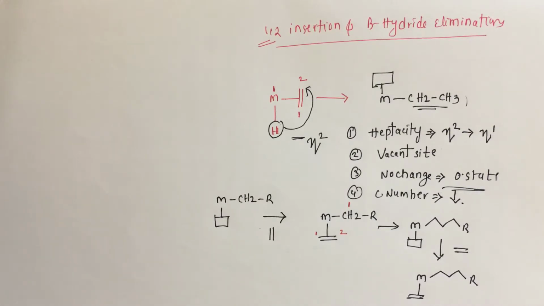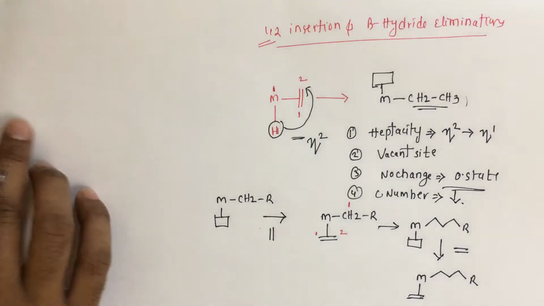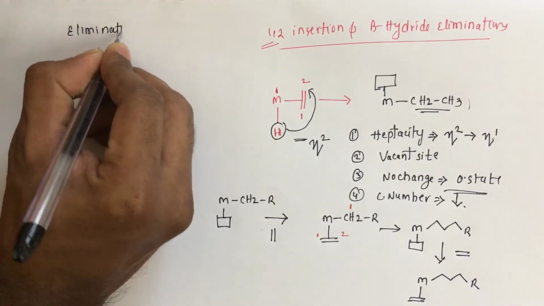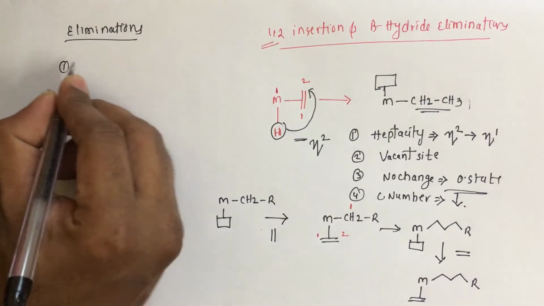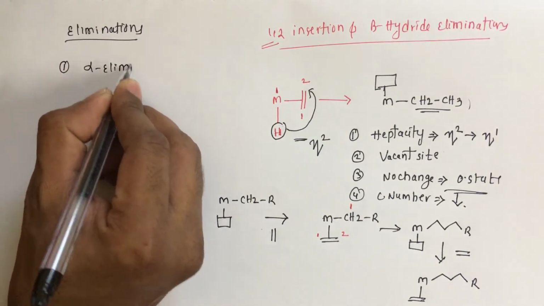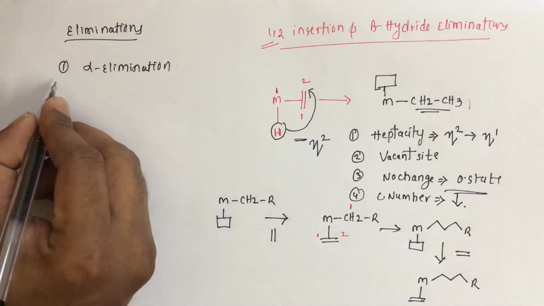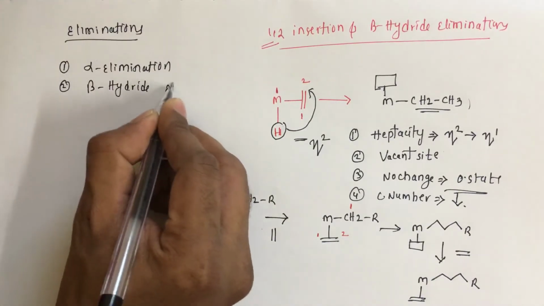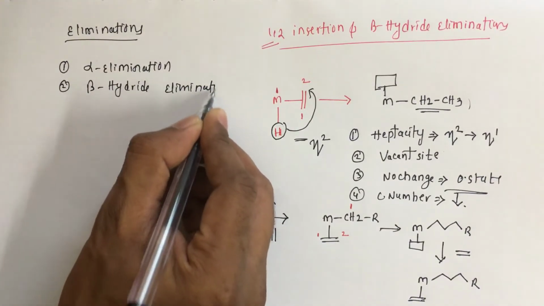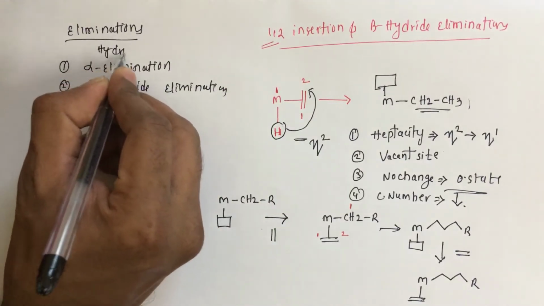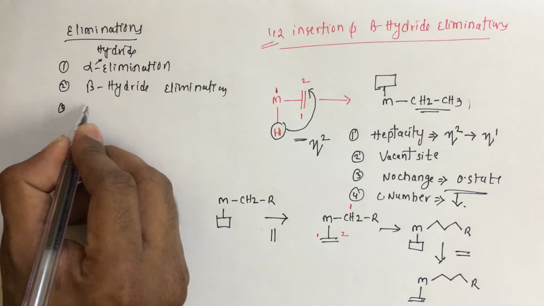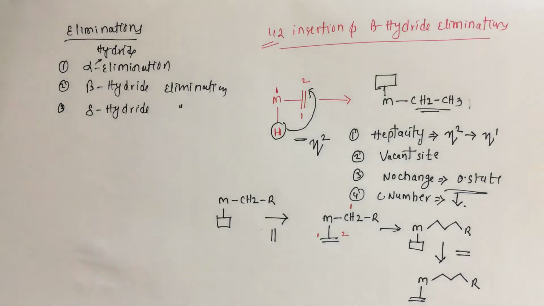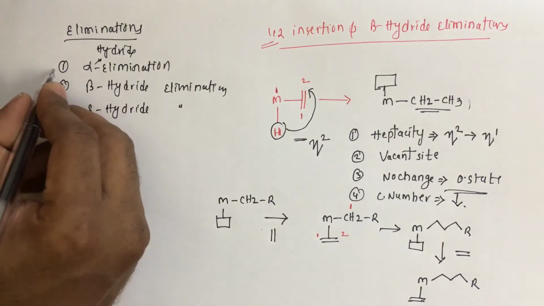Now we'll go for the eliminations. There are three types of eliminations we have: alpha elimination, next beta hydride elimination, and third is delta hydride elimination. First we will go for alpha elimination.